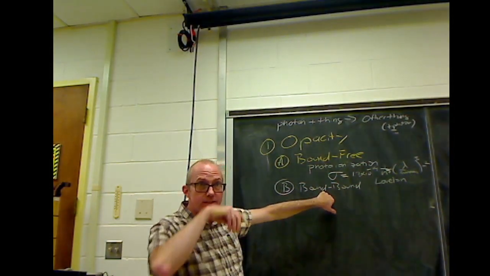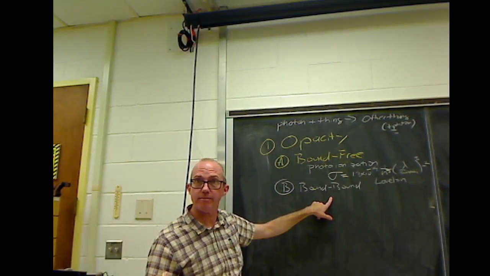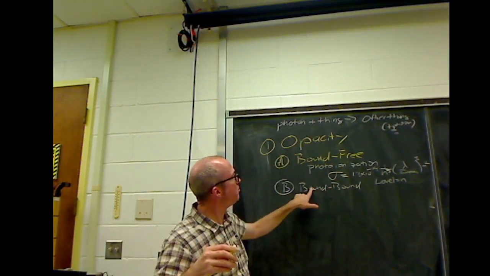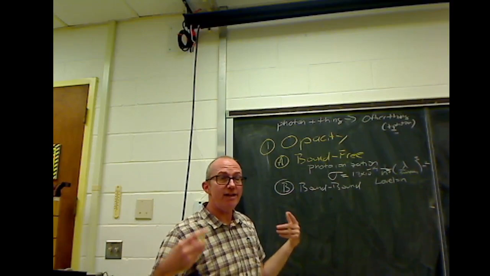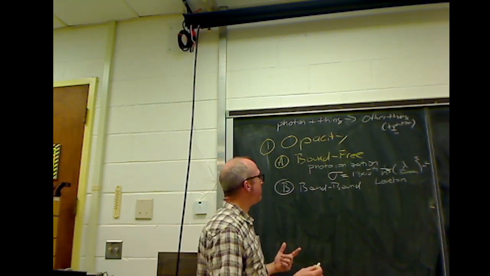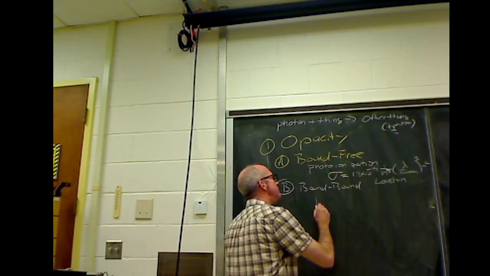Bound-bound, what do you think that is? So if I start off with a ground state hydrogen atom, I get a higher state. So thing is a bound hydrogen atom. Other thing is an excited atom. These cross sections are silly complicated. So this is photoexcitation.